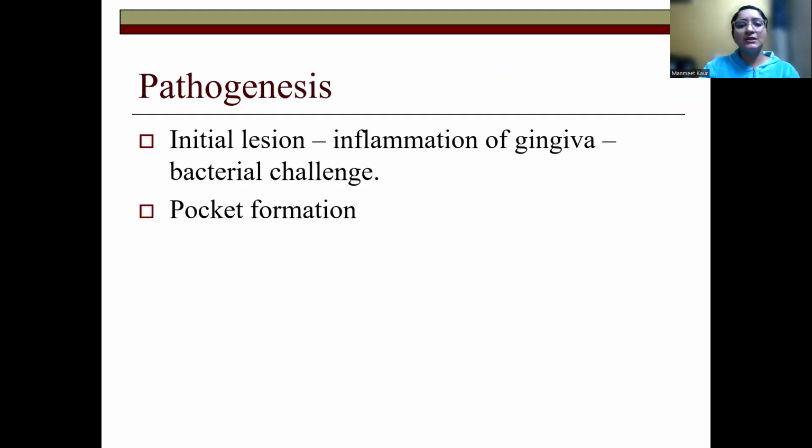Pathogenesis, initial lesion: there is inflammation of the gingiva, there is bacterial challenge. I'd like to explain pathogenesis in a bit more detail. Suppose there is plaque accumulation around the teeth, the patient did not brush, or say subgingival plaque accumulated and the patient's brush is not reaching there. So what happens? Initial inflammation occurs, neutrophils come to that area, and suppose the patient brushes and the plaque is removed, the clinical features are reversed, or there is no disease progression.